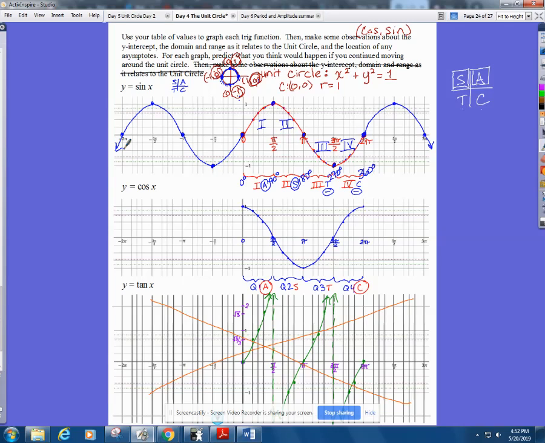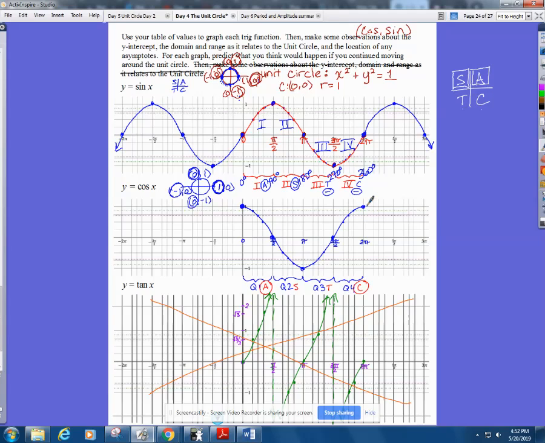So let's look at the same thing with cosine. Again, cosine, we start with the point 1, 0, 0, 1, negative 1, 0, 0, negative 1. Now cosine, we're looking at the x values. So we start at 1, then 0, negative 1, 0, back to 1.